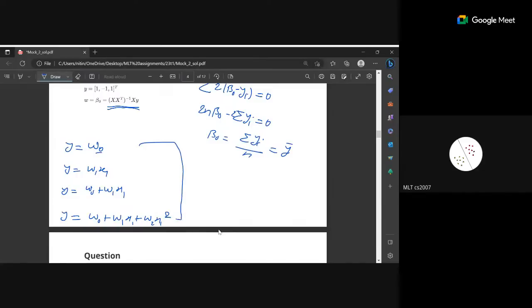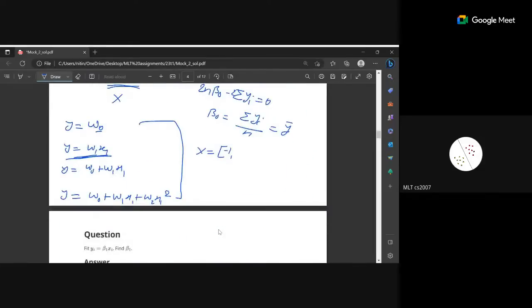Now, in this case, what X will you choose? Let's think about this first. In this case, X is pretty easy, right? It's whatever is given: minus 1, 0, 2, right?